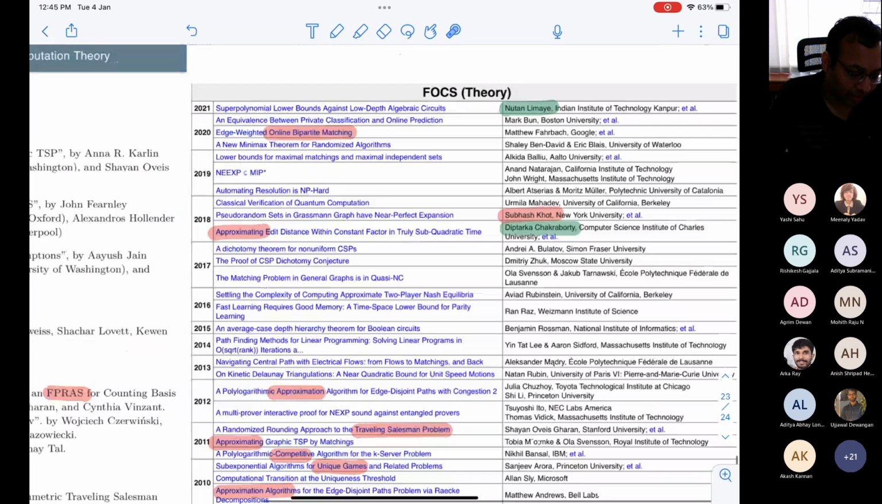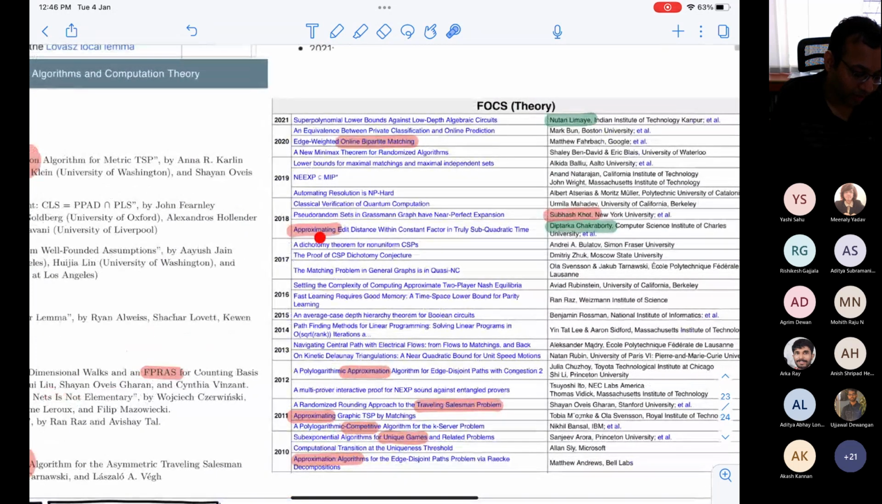And similarly, in FOCS, there are papers which talk about approximating edit distance, online bipartite matching, polylog approximation of other problems, and even for TSP. If you see, this is a TSP paper, TSP paper, TSP paper, and this is a unique games paper, and so on. So there are a lot of papers in this area.